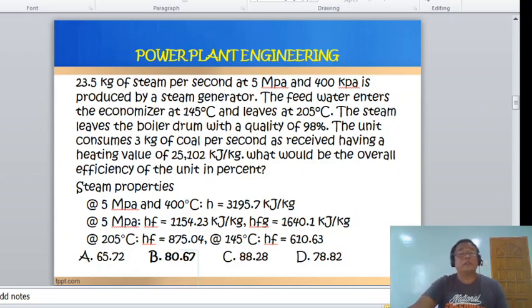Okay, let us now consider the properties of the steam. At 5 megapascal and 400 degrees Celsius, the enthalpy of the steam is 3,195.7 kilojoules per kilogram as obtained from the table. Again, h sub f, or the enthalpy of liquid at 5 megapascal, is 1154.23 kilojoules per kilogram, and h sub g, or the enthalpy of the saturated vapor, is 1640.1 kilojoules per kilogram. At 205, h sub f is 875, and at 145, h sub f is 610.63. So let us now solve this example. Take note that the required is, of course, the overall efficiency of the unit in percent.